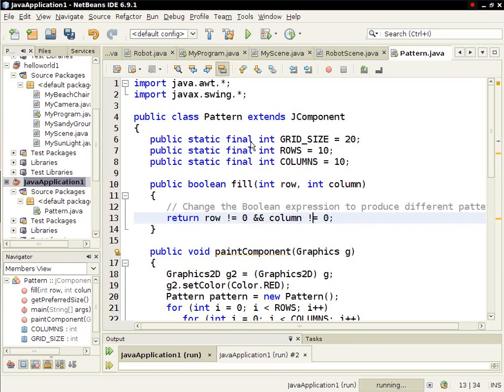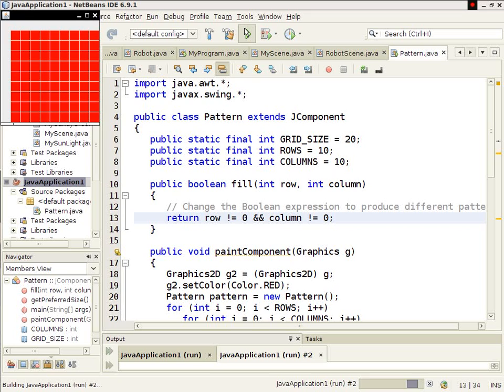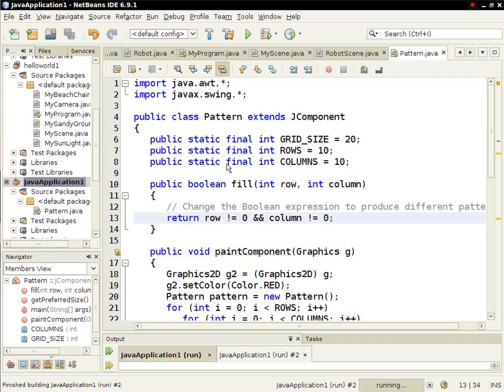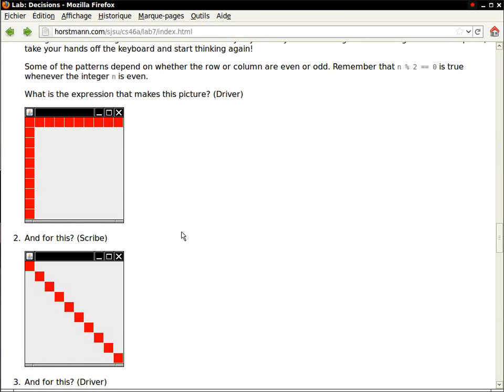Do I hear an alternate opinion? Yeah? He says it'll fill up everything but this stuff. Let's see what it does. And so you're right, it fills up everything except these because we're asking for the row not to be zero, that gives you everything down here, and the column not equal zero, so that gives you the and gives you the intersection of the two. Okay. Okay, how about number two?